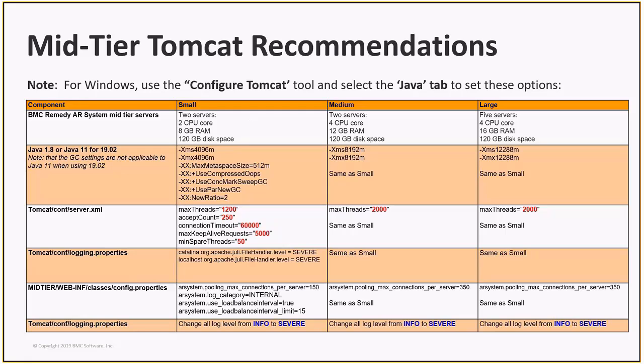For the logging.properties file, we recommend setting the logging to severe. And then for the config.properties, we recommend setting the max connections per server at 150 for small, 350 for medium and large.